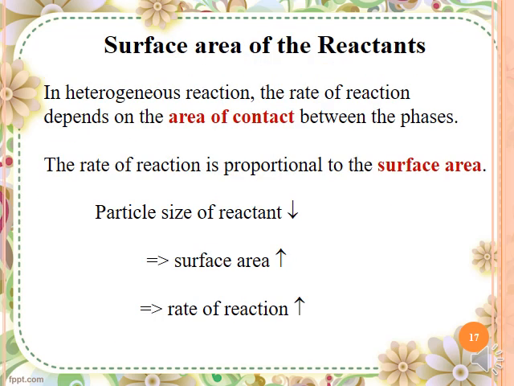Okay, next we look at the second factor, which is surface area of the reactant. A heterogeneous reaction involves a solid surface for the reaction to occur. The rate of the reaction will depend on the area of contact between the phases. So the rate of reaction will be proportional to the surface area.